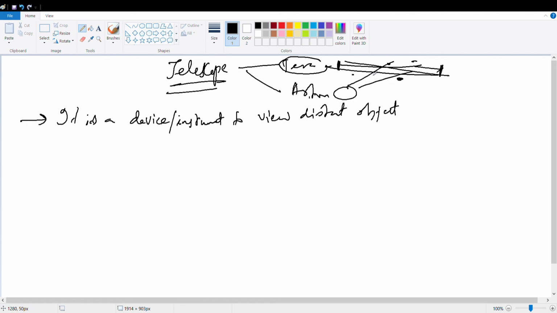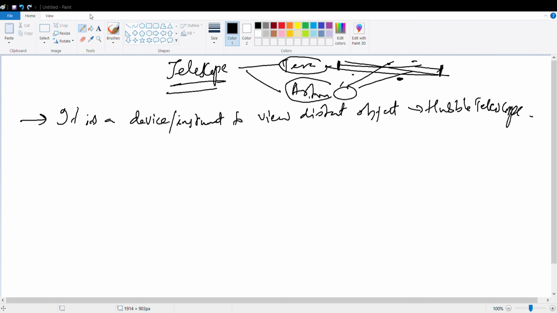It's called astronomical. Obviously, astronomical telescopes are costly and they are very powerful. So the largest astronomical telescope, you know which one? Hubble telescope. Are you aware about the Hubble telescope? You told about this in the last class.